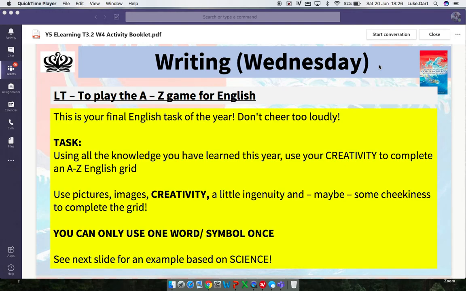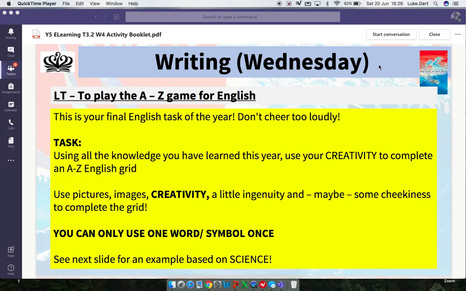Good morning, everyone. This is your final English lesson for the year. Goodness me. I wonder if you ever thought this time would come when you arrived in year 5 all those months ago back in August. So don't cheer too loudly, all right?